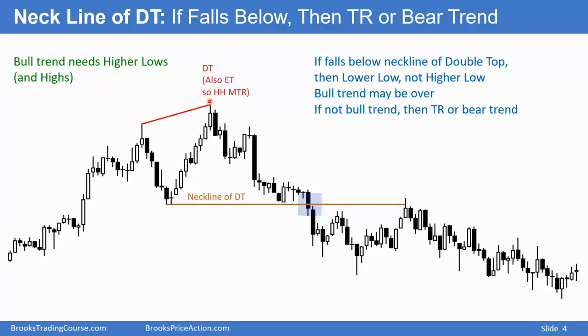We have a double top. This is the neckline of the double top. If the market falls below this low, the bears will assume that the bull trend has ended, and maybe they'll get a swing down. This is a strong rally to a new high, so it's a very important higher low, and it's also the neckline of this double top.